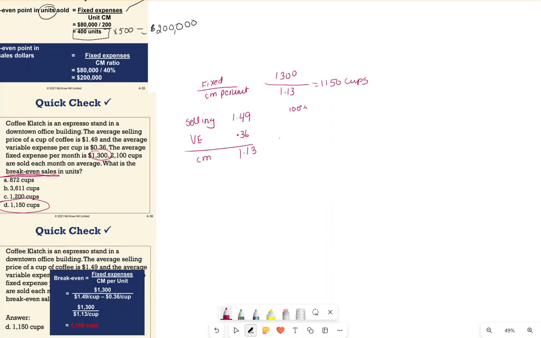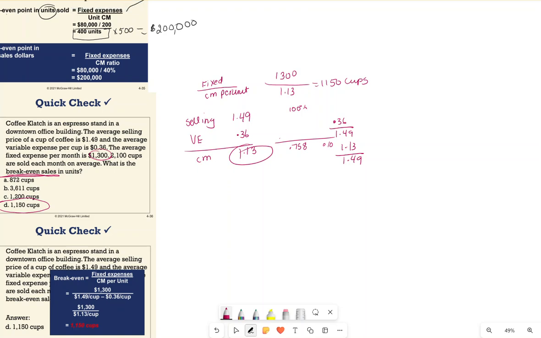So I need what is my variable percent and what is my contribution percent. So I need a percent. I take 0.36 divided by 1.49. When I'm doing contribution margin, my contribution margin was 1.13 divided by 1.49. So I find out my percentage. In this case, my percentage is 0.758. You either take it to 4 decimal places or 3 decimal places.